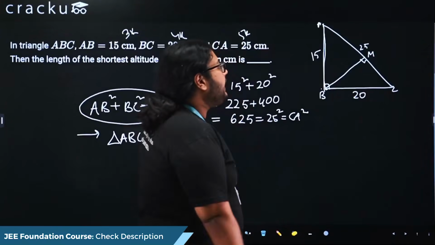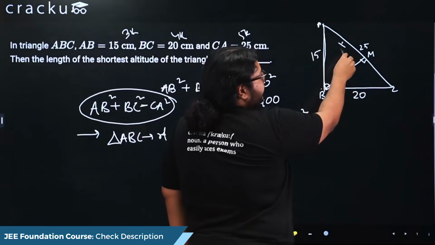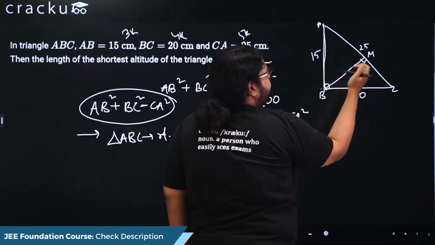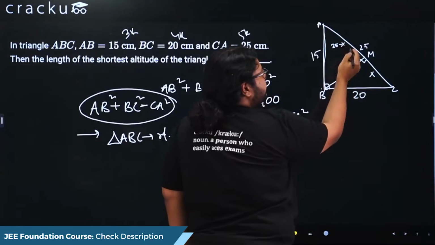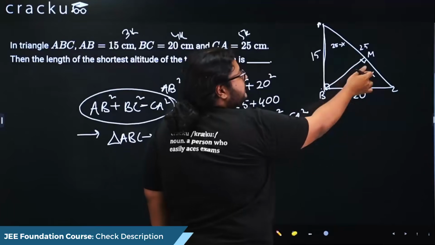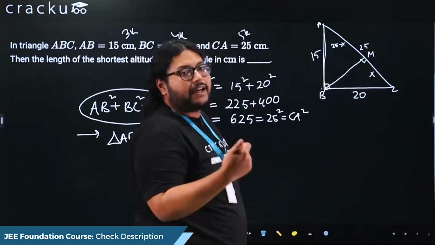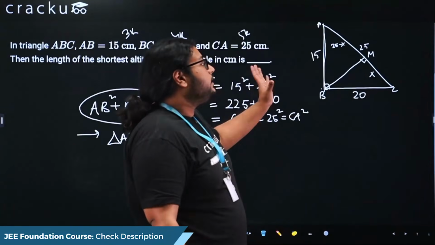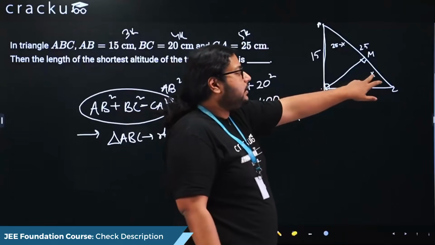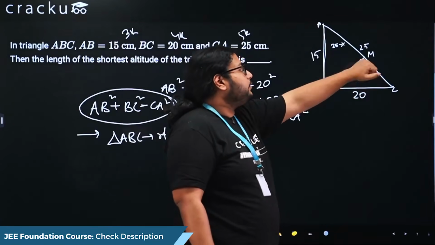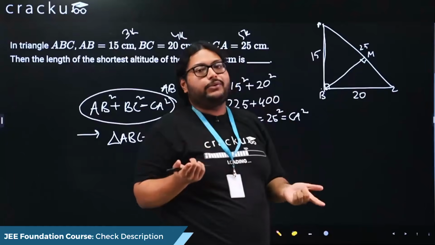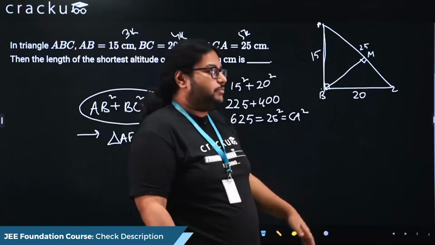One could be that I take this length to be x, and then this is 25 minus x. And then because all of these are right angle triangles, I apply the Pythagorean theorem many times to simplify and figure out the value of x. Another approach would be the area approach, which is the much easier approach.